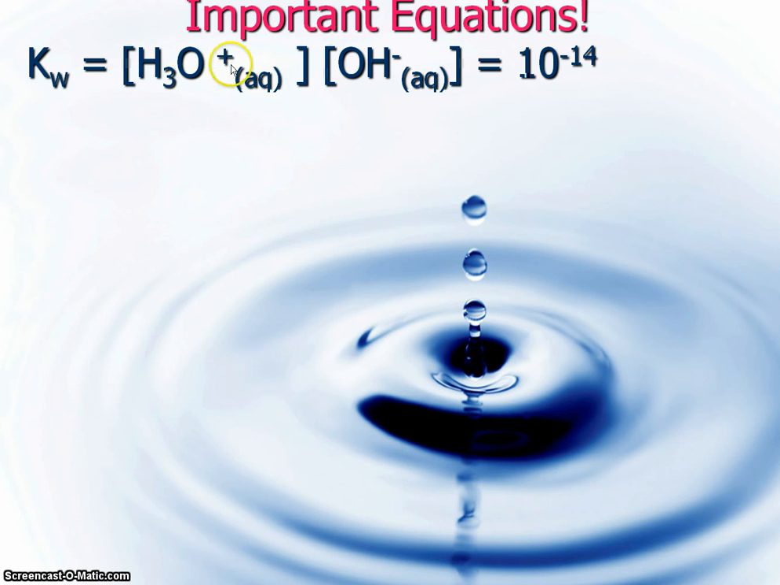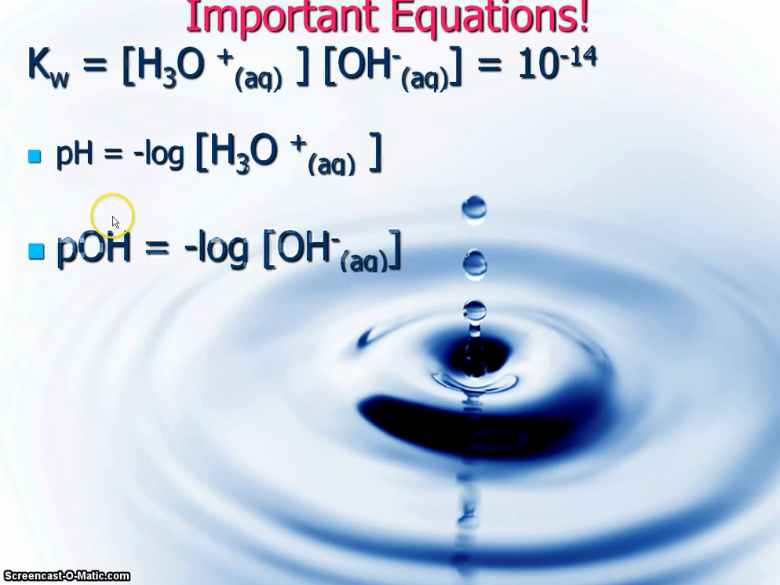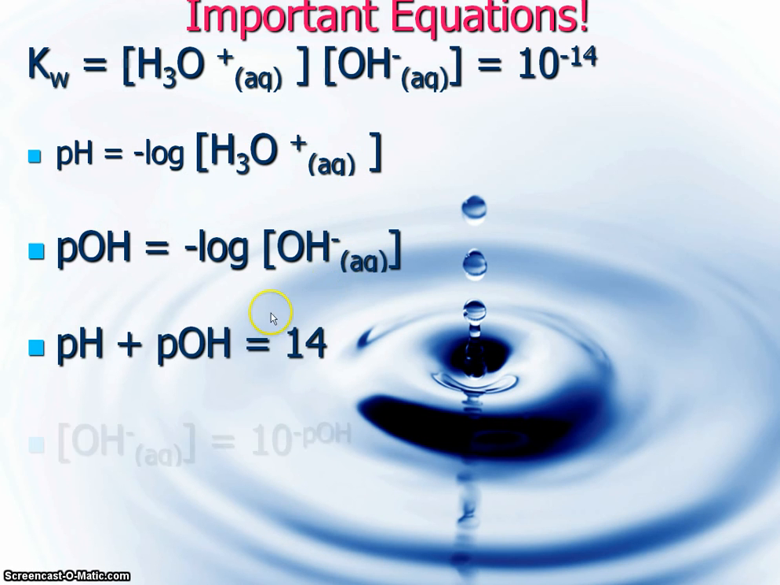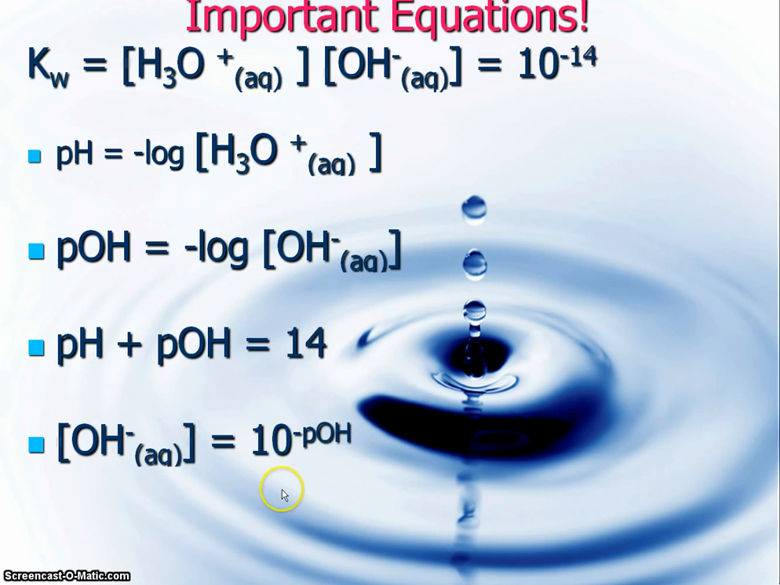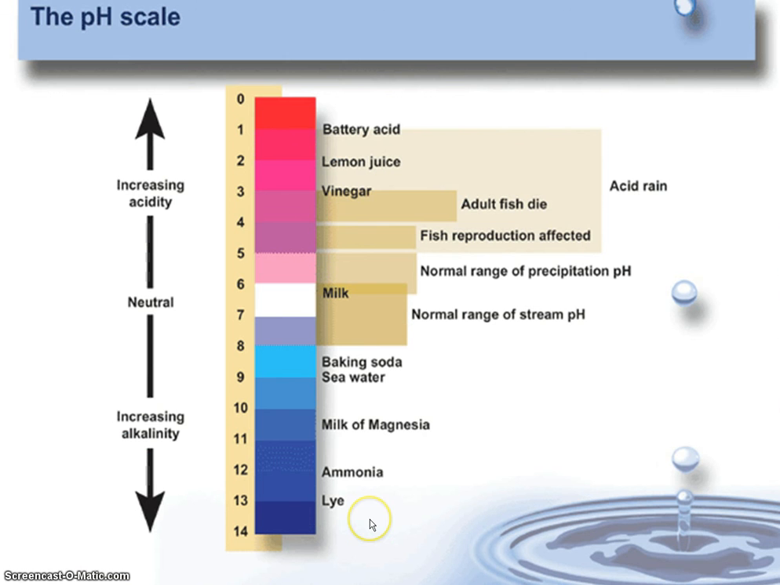Kw: the concentration of hydrogen times the concentration of hydroxide equals 10 to the minus 14. pH is minus the log of the concentration of hydrogen. pOH is minus the log of the concentration of hydroxide. pH plus pOH is 14. Concentration of hydroxide is equal to 10 to the minus pOH. And concentration of hydrogen is equal to 10 to the minus pH. So these are all on the card that you picked up today after you did your little card game. Make sure that you have those handy because they'll be really helpful.